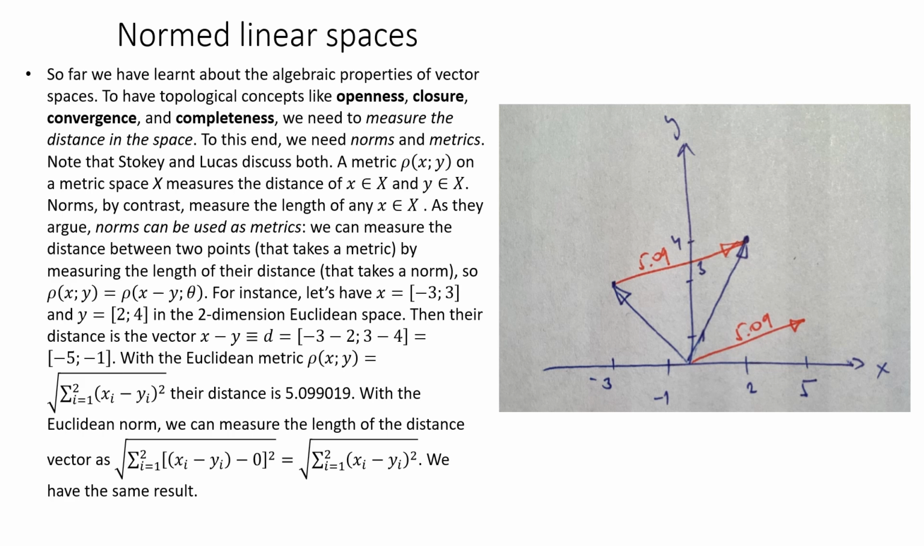So this is the way Stokey and Lucas show in a very instructive way that we can use norms and metrics to measure distances in a linear space. And if we see this, then the definition of normed linear spaces is easy to state. A normed linear space is a linear space in which we can measure the distance between any 2 points.